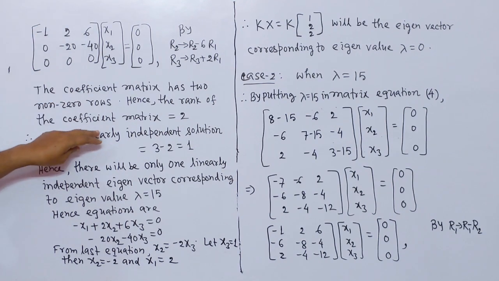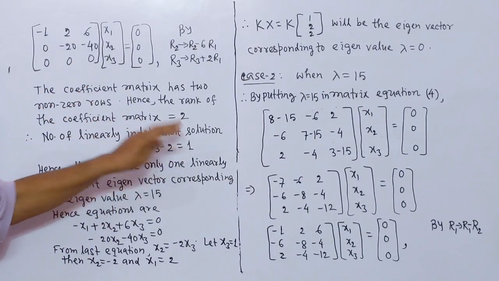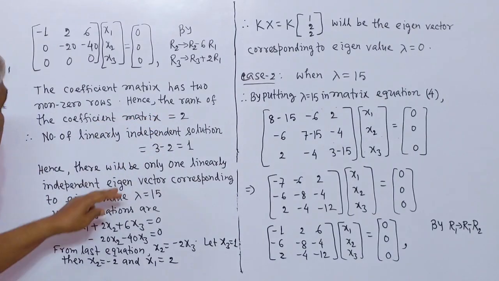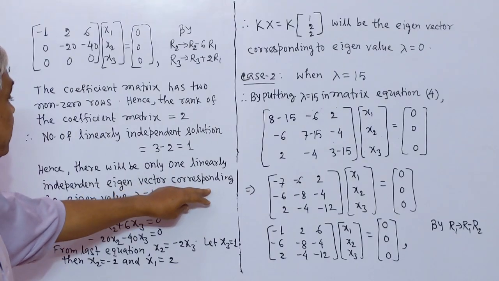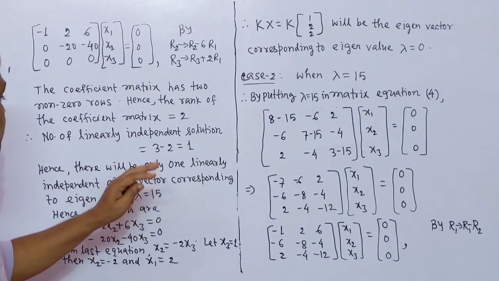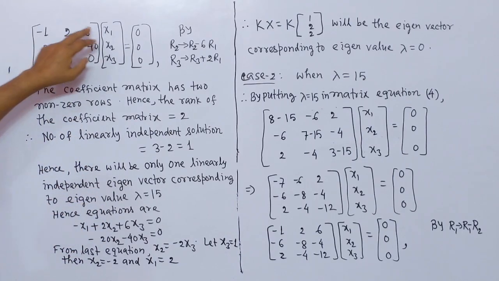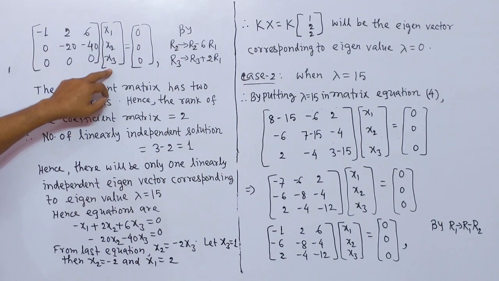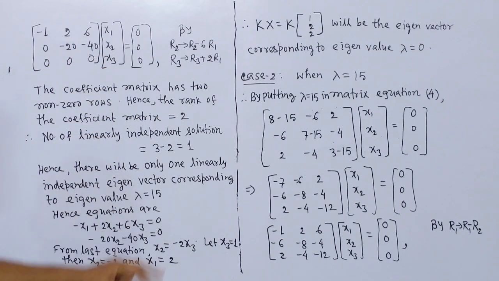Hence number of linearly independent solutions will be number of unknowns 3 minus rank of coefficient matrix 2 equal to 1. Hence there will be only one linearly independent eigenvector corresponding to eigenvalue lambda equal to 15. Hence equations are from here minus x1 plus 2 x2 plus 6 x3 equal to 0, here minus 20 x2 minus 40 x3 equal to 0.